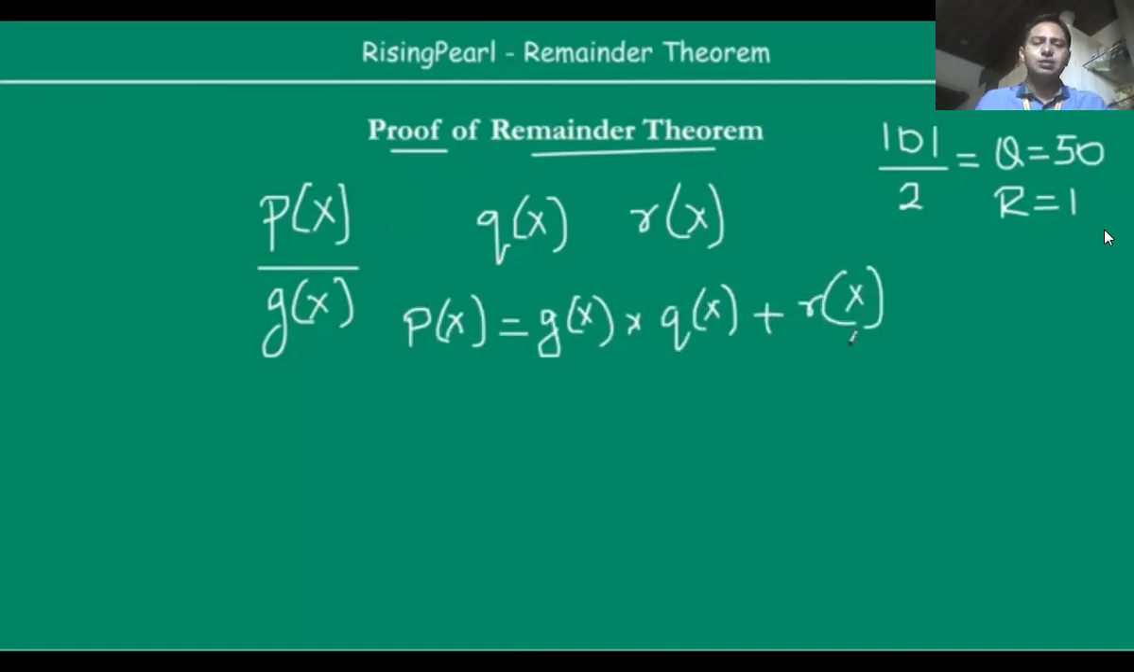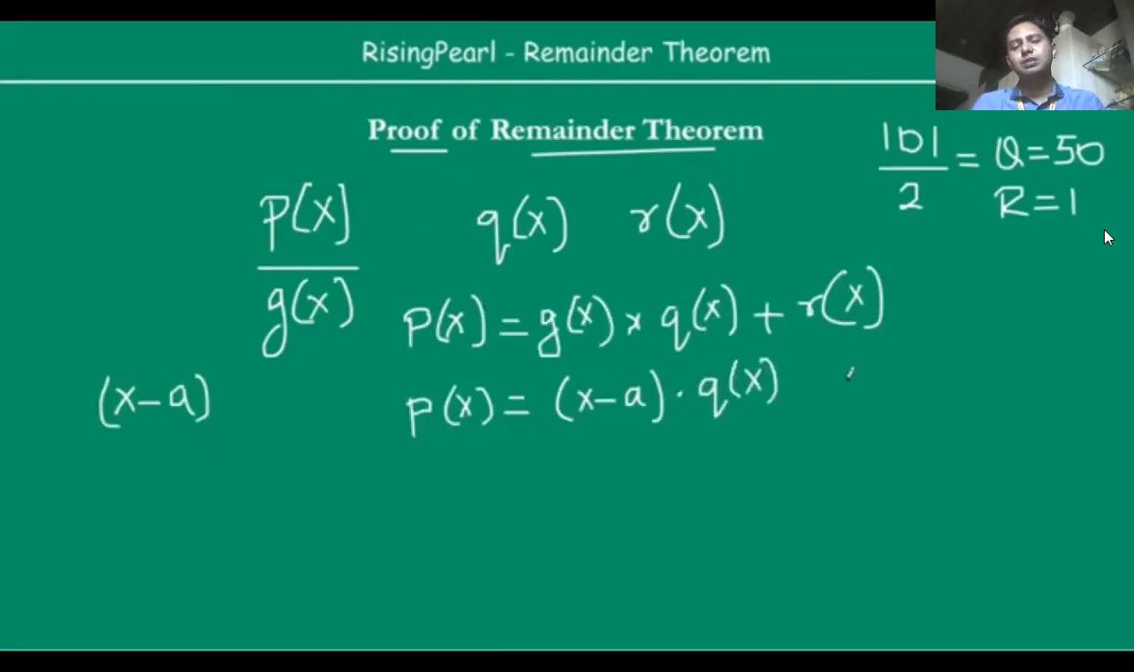So we have P(x) here, G(x), Q(x) and R(x). That is dividend, divisor, quotient, remainder. Now this P(x) is nothing but G(x) into Q(x) plus R(x). What is the value of G(x) in the given definition of polynomial? It is divided by x minus a. So G(x) is nothing but x minus a, into Q(x) plus R(x).